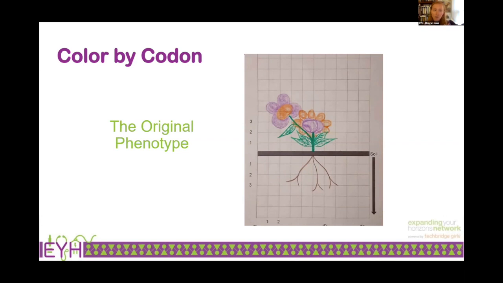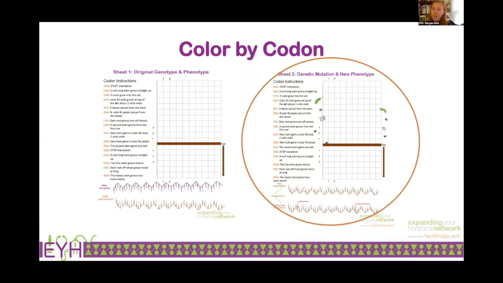So now that we know what the original phenotype of the flower looks like, what would happen if a mutation or a genetic modification occurred in the flower's DNA? What would the flower's new mutated phenotype look like? To answer these questions, let us move on to sheet 2 of the color by codon activity. This sheet 2 is called Genetic Mutation and New Phenotype, and we see this sheet circled on the slide. So everyone should pull that one out. I have it right here in front of me as well.